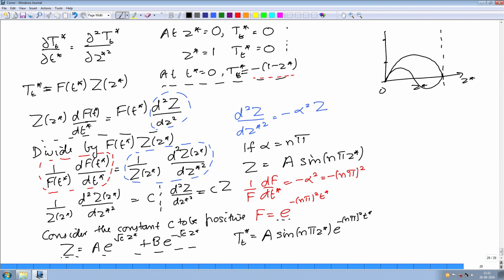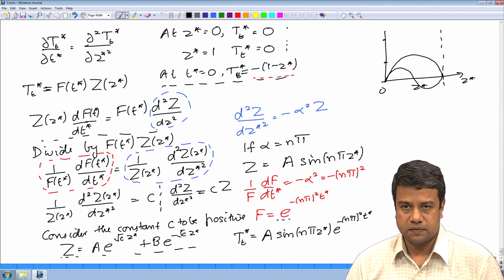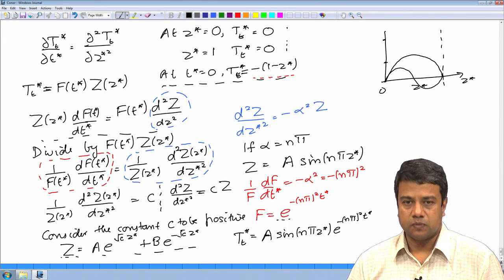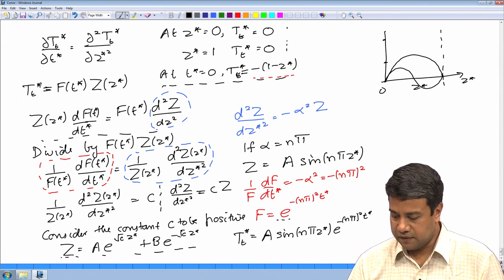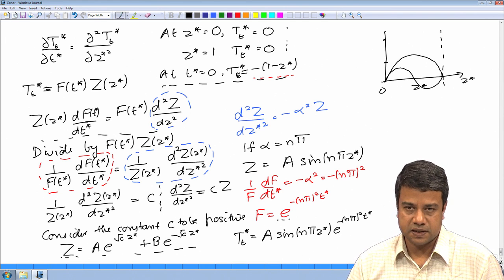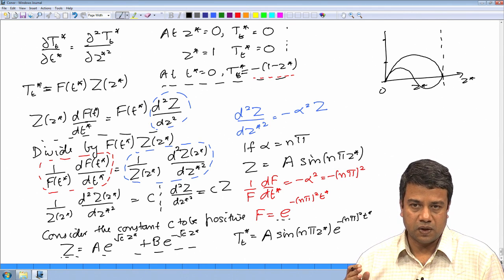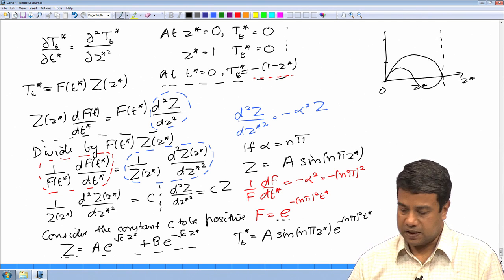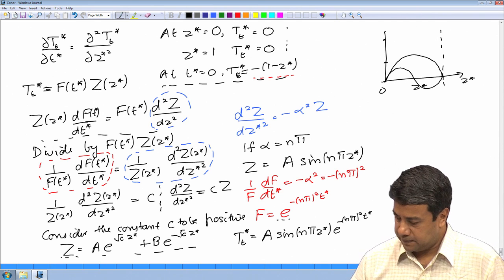What should be the value of n? You can see that both the boundary conditions are satisfied for any value of n, because sin of n pi z star will be 0 at both z star is 0 and 1 for any integer value of n. So, n can have any integer value.